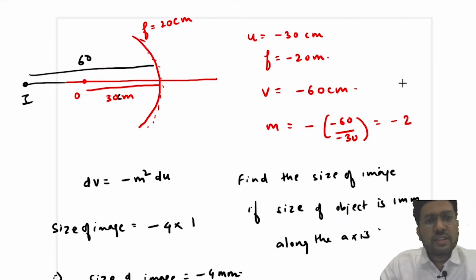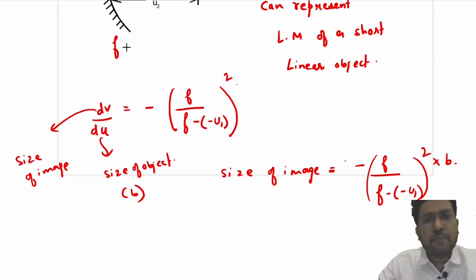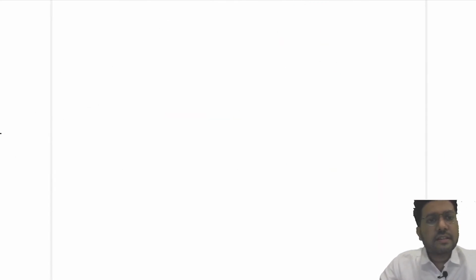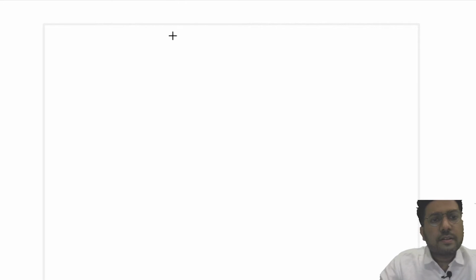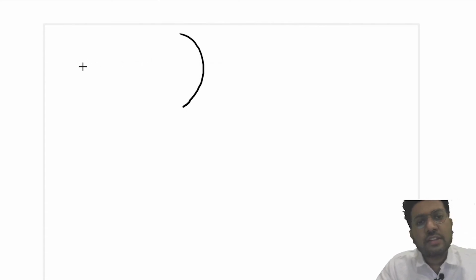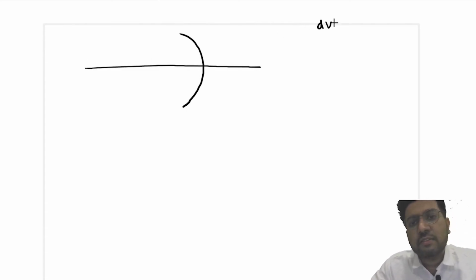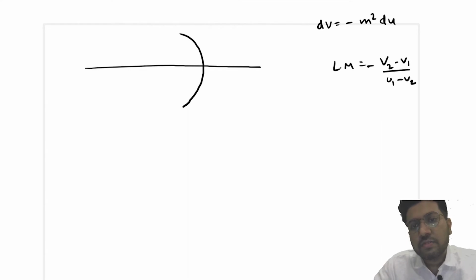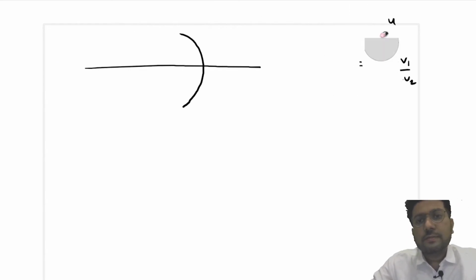One more question that we can do here that is very important is, listen carefully now. This time we will not use a short object, we will use a larger object. So if there is a larger object, then you cannot use dv = -m² du. But you can still use longitudinal magnification = -(v2 - v1)/(u1 - u2). Okay, I'll show you.